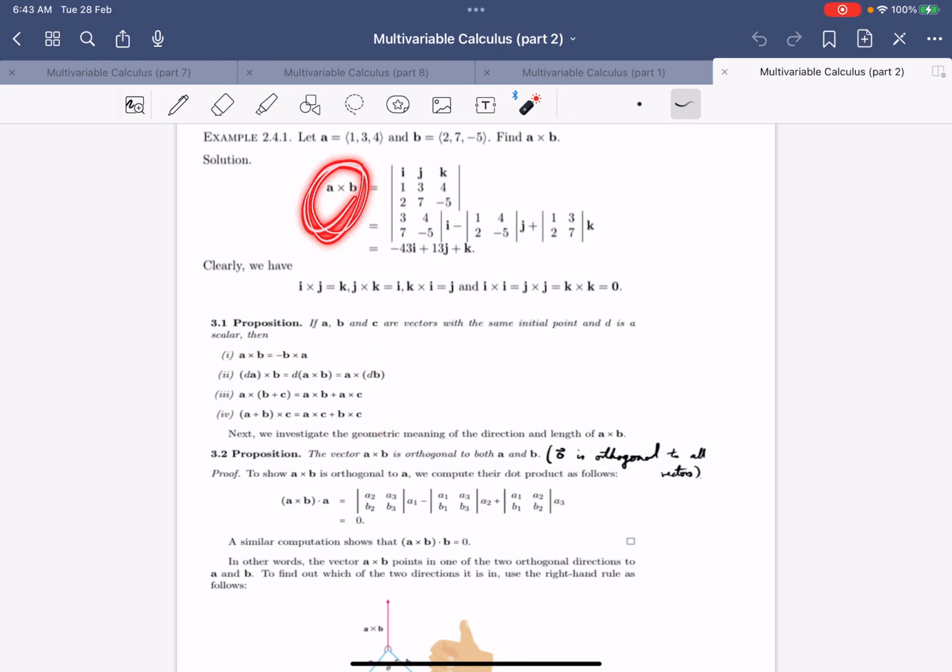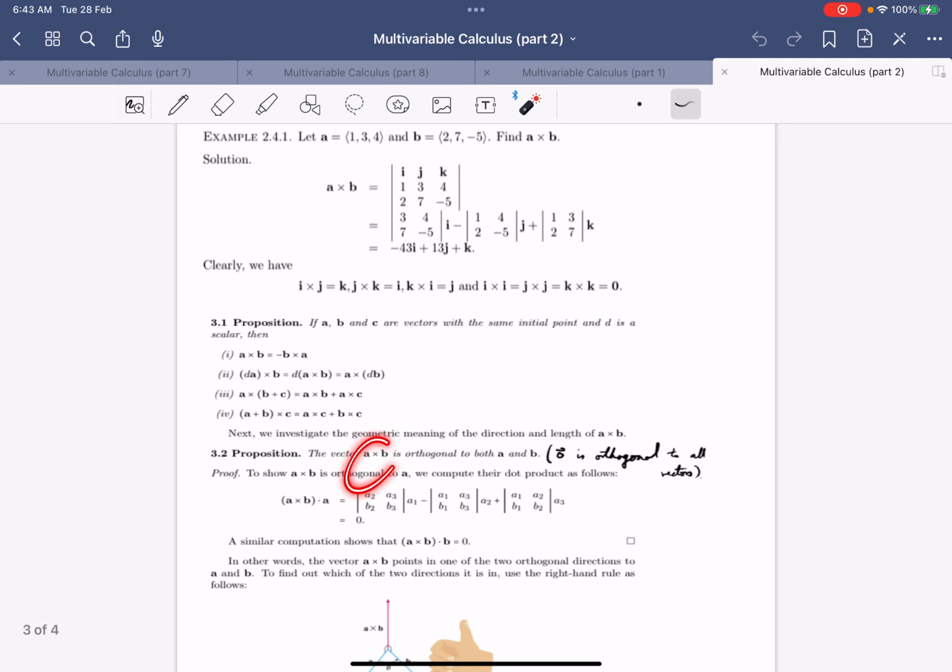So when I say A cross B, the first row must be A and the second row must be B. Because A cross B, if you switch it around, B cross A equals negative A cross B. It's also distributive.